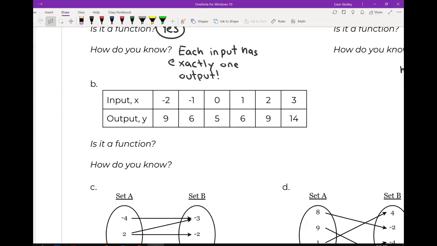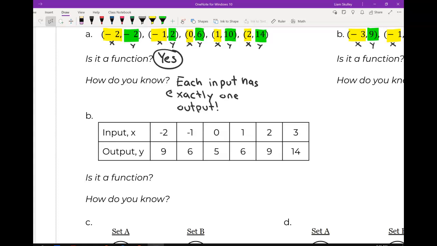Information can be presented to us in different ways. Now our inputs and outputs are in a table, but this is the same as having a bunch of ordered points. This will be the point -2, 9, -1, 6, 0, 5, 1, 6, 2, 9, 3, 14. So all of our input values are up here on the top now. All of our output values, our y values, are all on that bottom row.